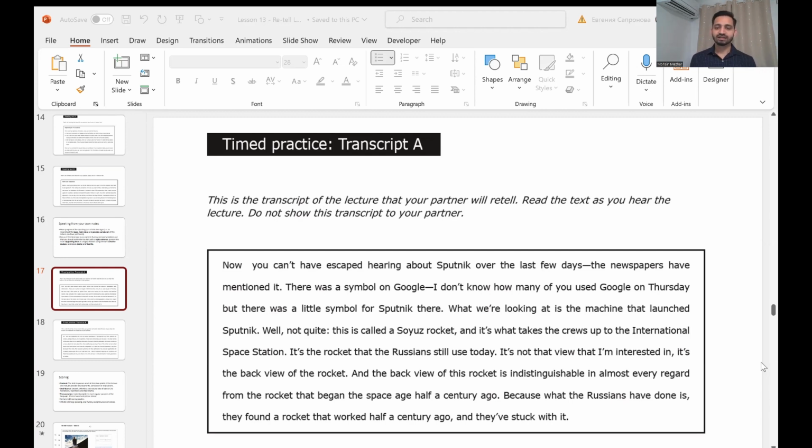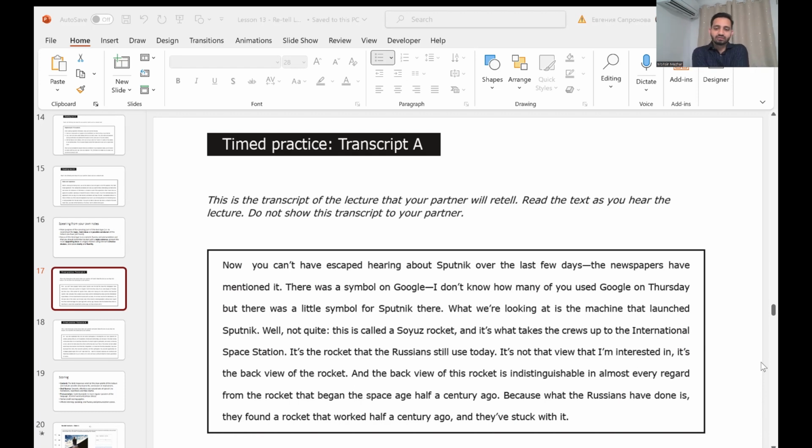What we are looking at is the machine that launched Sputnik. Well, not quite. This is called a Soyuz rocket, and it's what takes the crews up to the International Space Station, right? It's a rocket that the Russians still use today. So it's talking about that rocket.